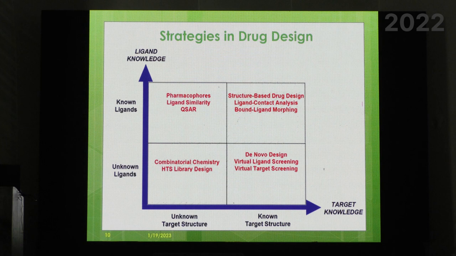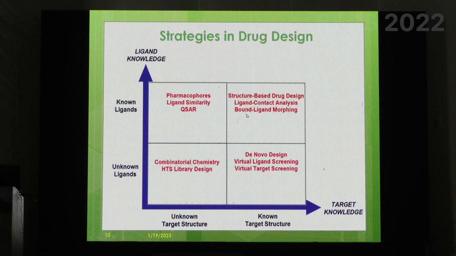That's also a fairly easy quadrant to work with, and the tools are basically called pharmacophore mapping and quantitative structure activity relationship. Now, I said I'm going to make it very, very brief, so I'm going to focus on this quadrant. So what is this quadrant?